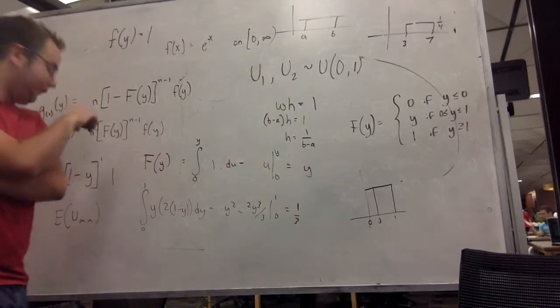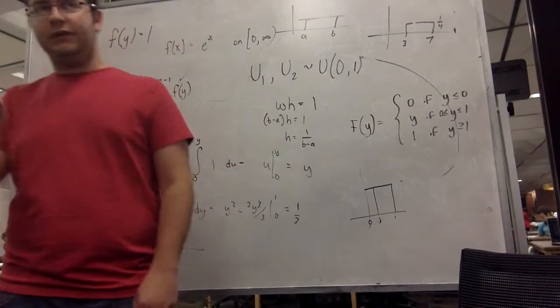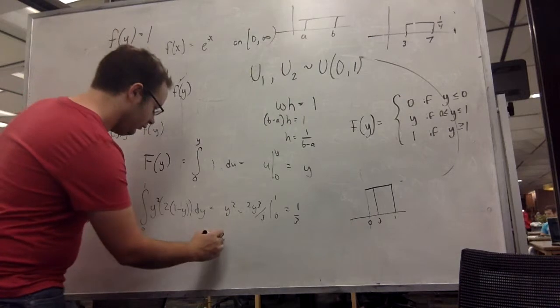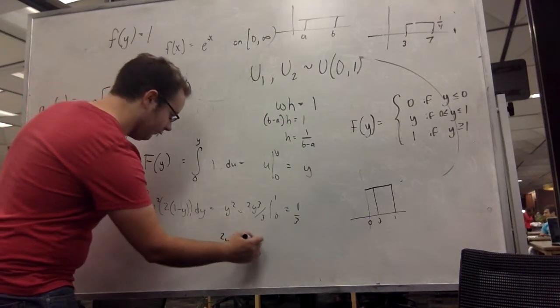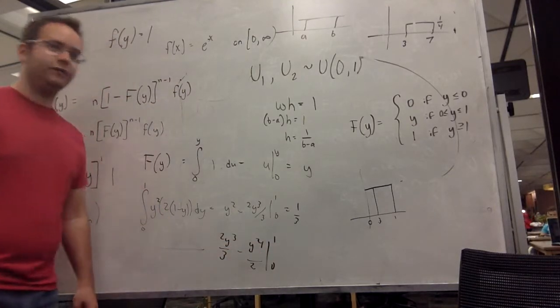Good? How would you find the variance? Using the variance formula, right? You have the expected value of y squared, so you do another integral, you need a y squared here. That would give you 2y cubed over 3 minus y to the 4th over 2. Plug in 1, plug in 0, that would be 2/3 minus 1/2, and go on.